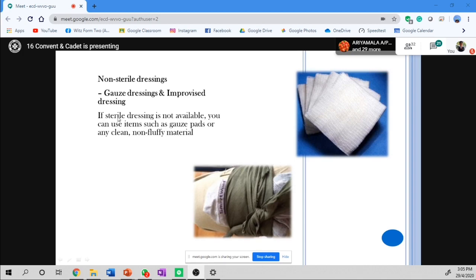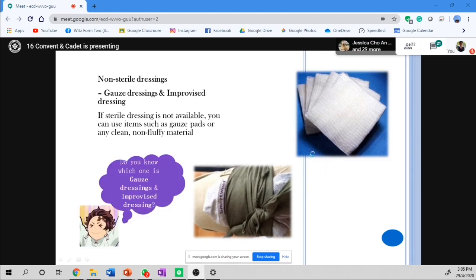Let's say the sterile dressing is not available when you assess a situation, you don't have the sterile dressing with you, and you realize your first aid kit only has non-sterile dressing, these two types like gauze and triangular bandage. Then you can use these items to treat the wound. You can use gauze pads or any clean non-fluffy material.